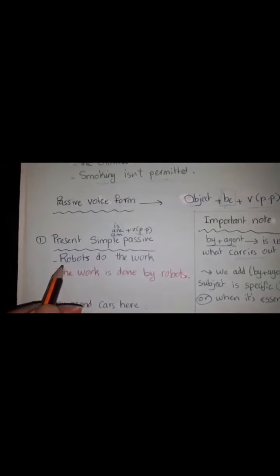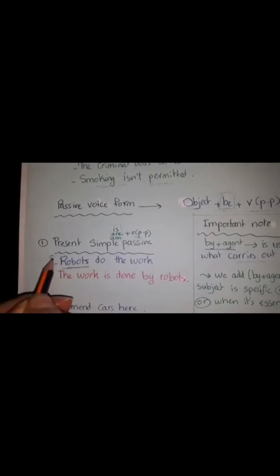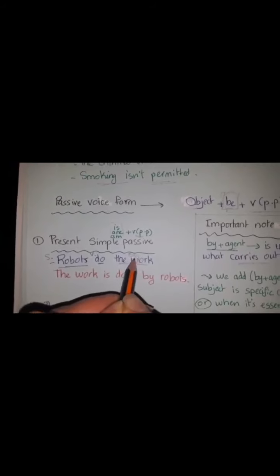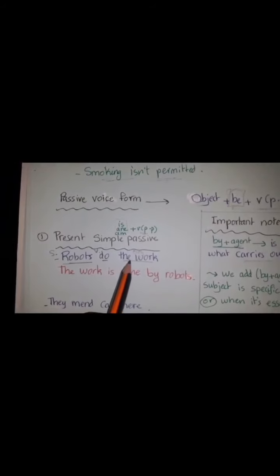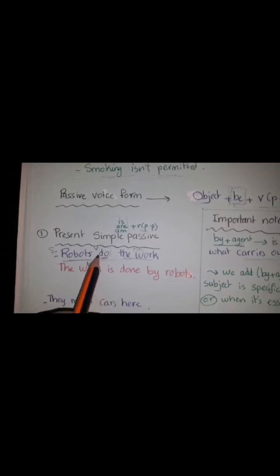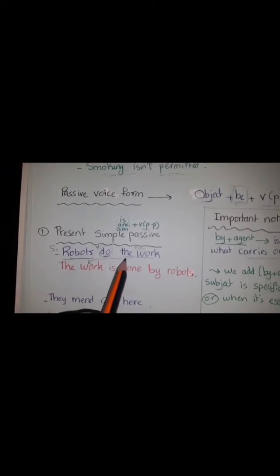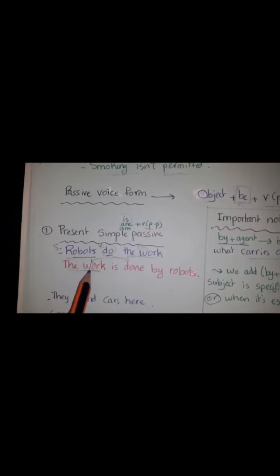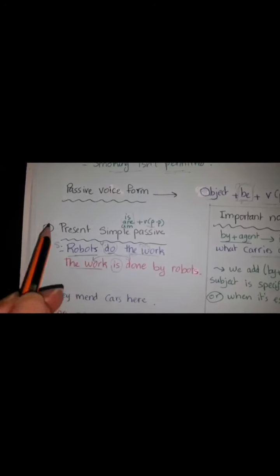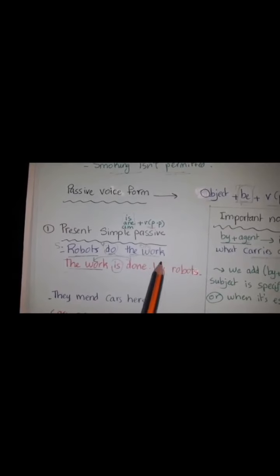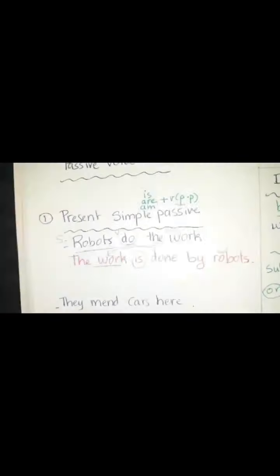Robots do the work. Now the first step is that we have to underline the subject, the verb, the object. Okay, now let's hold the object and move it here. "Do" is going to be added here, but in the past participle form. Because the work is singular, we've used "is," because it's a present simple passive sentence. The work is done by robots.